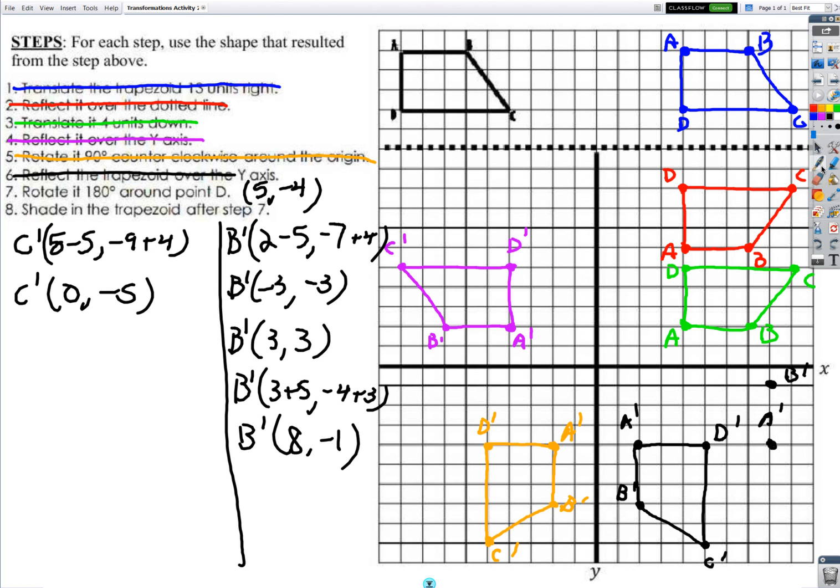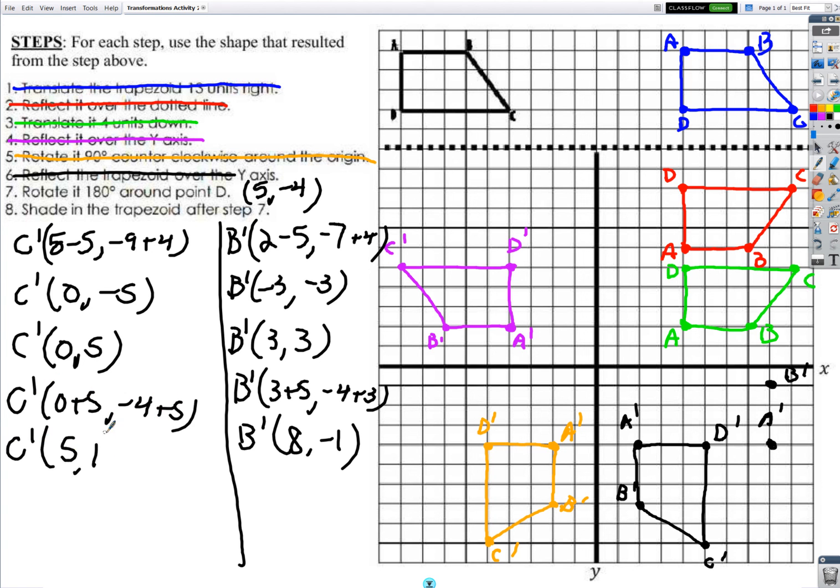Carly, what's the rule for a 180 rotation? Go ahead, Alvin. Yeah, this is the third time we do it in the last 5 minutes. Yes, change both signs. And then finally at the end, add it back. So 0 plus 5, -4 plus 5. So we end up with 5, 1. 5 and positive 1. So 1, 2, 3, 4, 5 and positive 1.